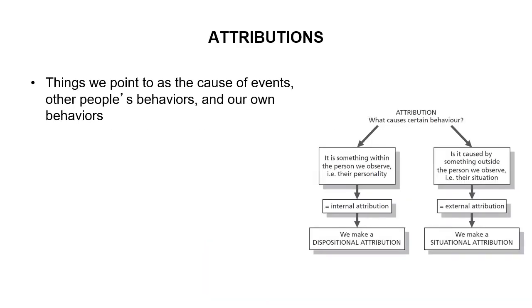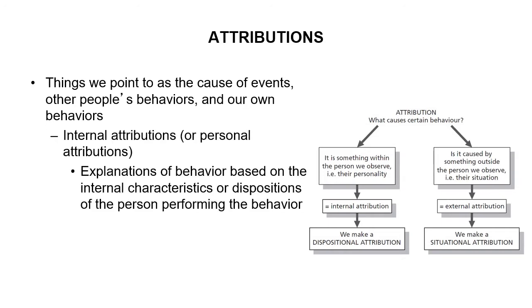Next thing we're going to talk about is attributions. We talked about it a little bit already, so I'm not going to spend too much time on it. Attributions basically look at causes of people's behaviors. What do we attribute the cause of our own behavior and other people's behaviors to? The two types of attributions we make are, first, internal attributions. This is where we explain behavior based on the internal characteristics or dispositions of the person performing the behavior. So an internal attribution is based on what's going on inside.